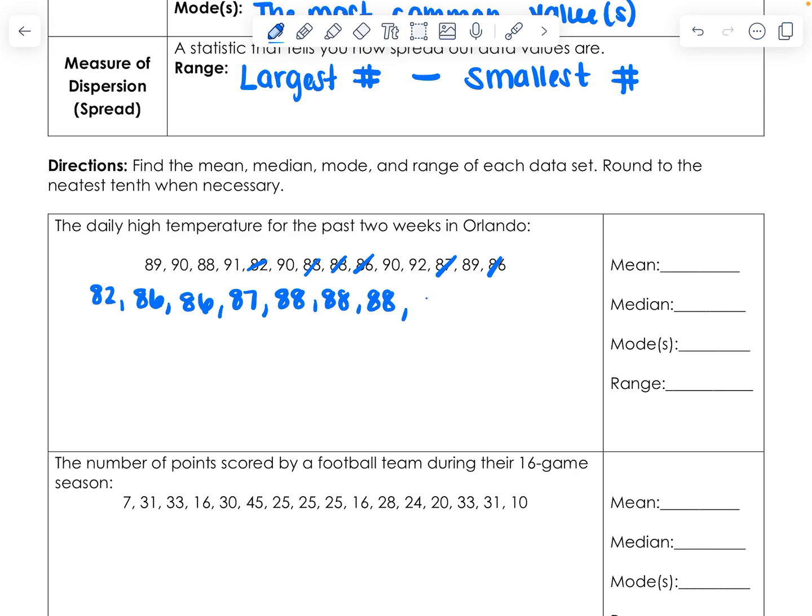Then I have 89. And another 89. And I have 1, 2, 3 90s. A 91. Oops, I'm running out of room. And a 92. All right, we got a lot of numbers here.